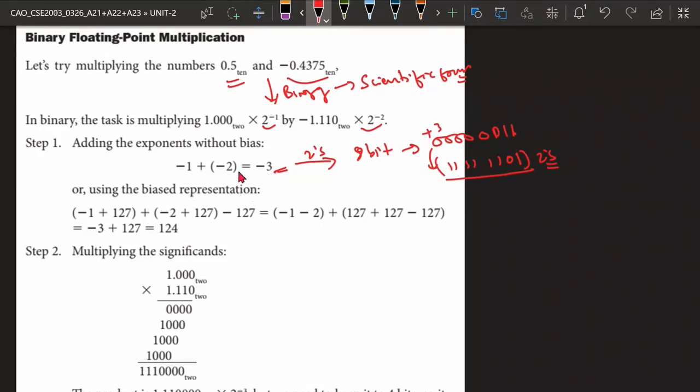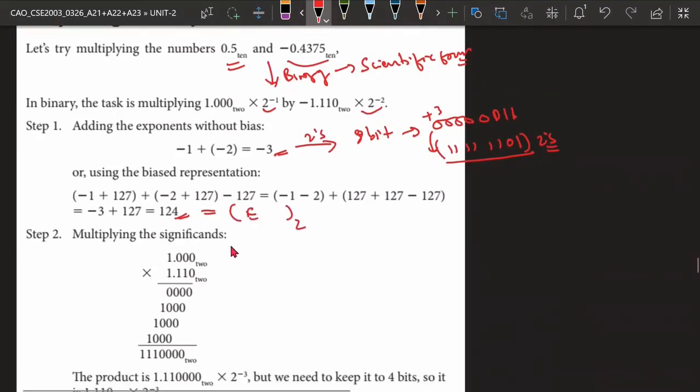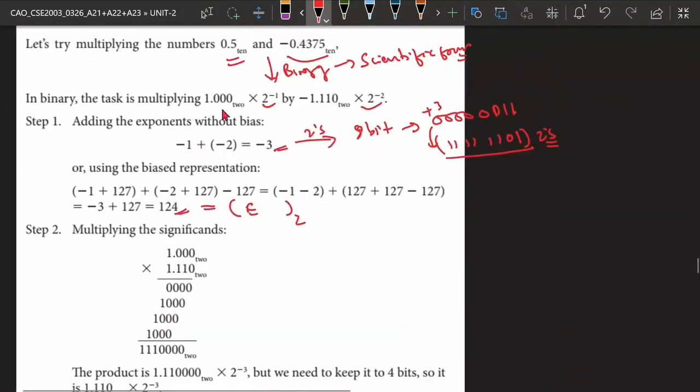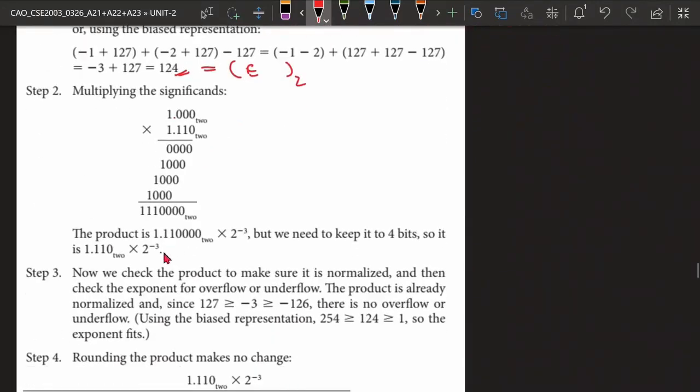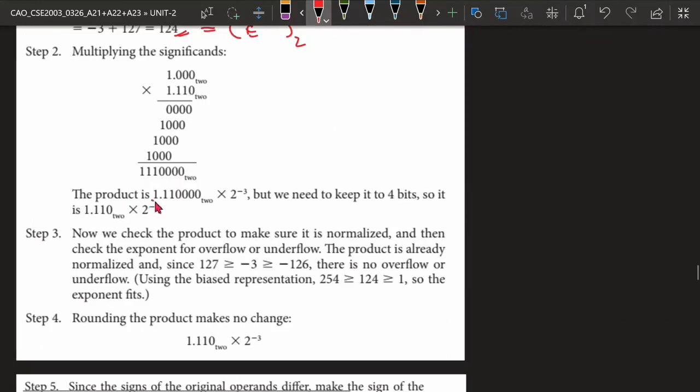If we want to represent it in single precision, we convert it into a positive number by adding 127 to it. So overall, the exponent value will be 124, and its binary representation will be the exponent. Once we have found the exponent, we multiply the values. After multiplying these two values in binary, the result comes out as this one, with exponent 2 to the power -3, and the result is already in normalized form.